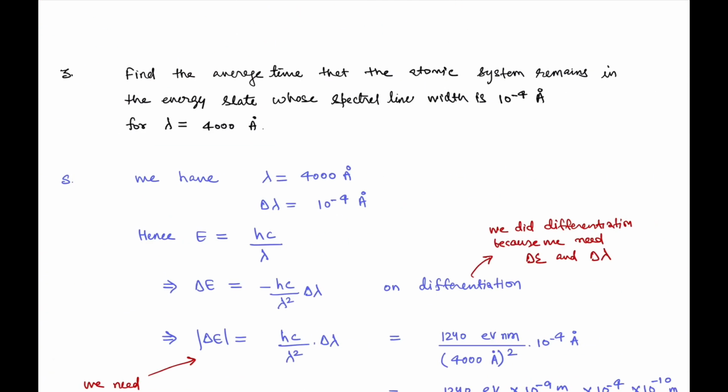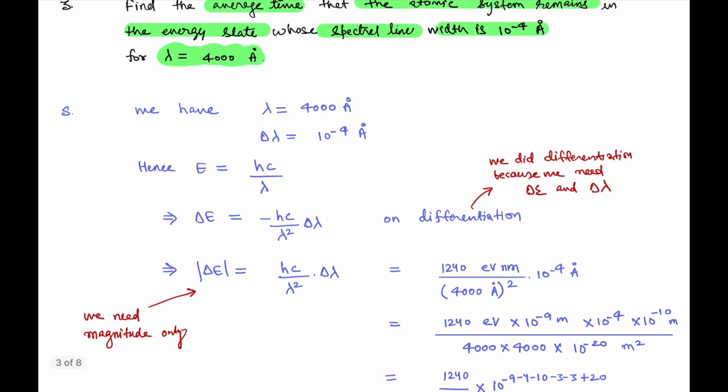Now let us move to the next part. Let us find the average time that the atomic system remains in the energy state whose spectral line width is 10 to the power minus 4 angstrom for lambda equal to 4000 angstrom. So we have lambda, that is the wavelength given, that is 4000 angstrom. And we have a spectral width also given, that is delta lambda is 10 to the power minus 4 angstrom.